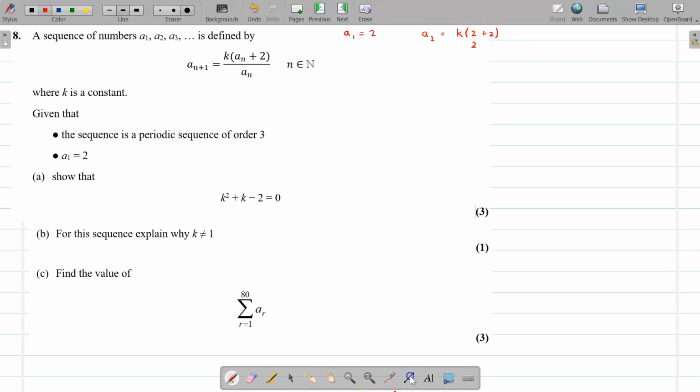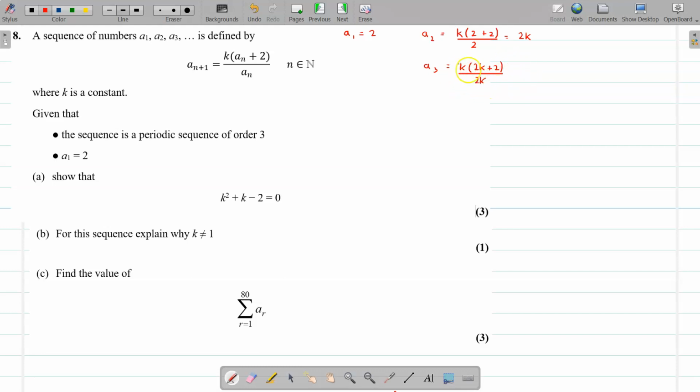Okay, and if we work that out, that comes to 4k over 2, which is simply 2k. Okay, and we can work out that A3 uses the previous value, which is 2k, so it's k times 2k plus 2, and all of that is over the previous term, which is 2k.